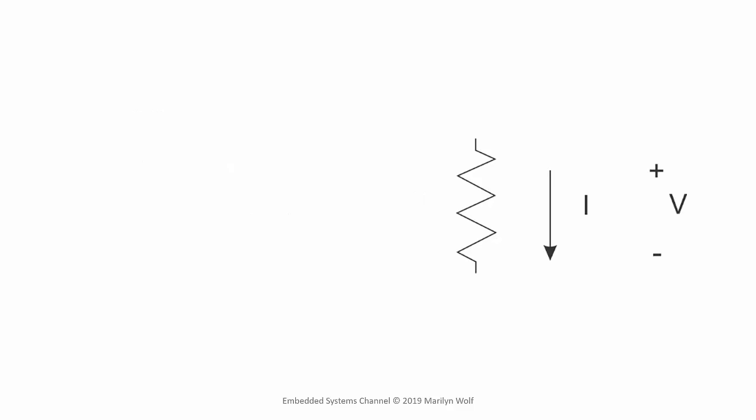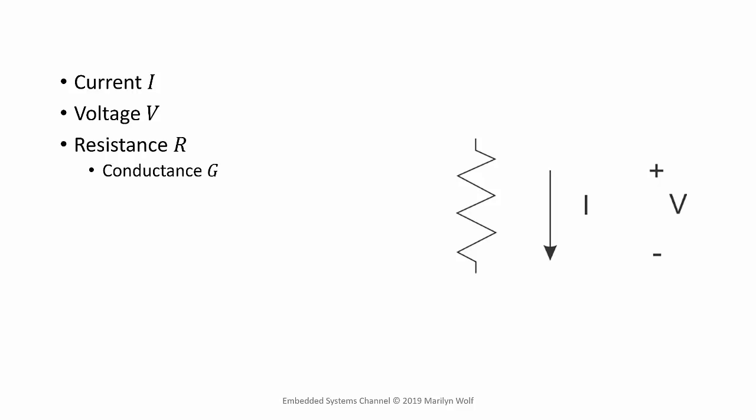A resistor allows a current to flow and produces a voltage in response to that current. Resistance R is the relationship between voltage and current. The reciprocal of resistance is conductance, which we generally refer to as G. And we know that the voltage across the resistor is equal to the current times the resistance. Another way to write this is that R is equal to V over I.